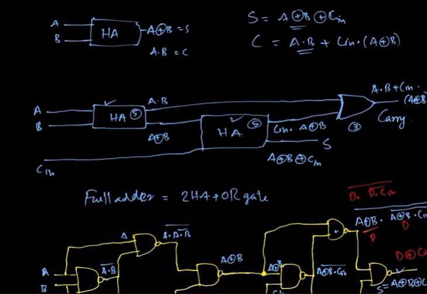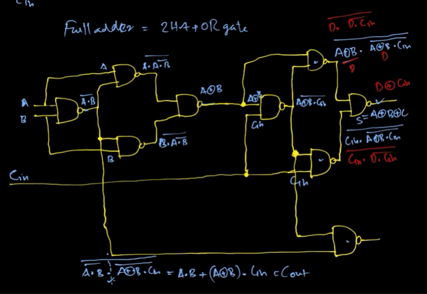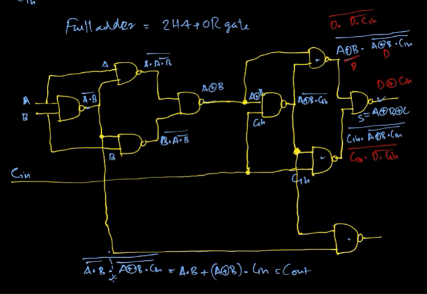See, A and B or C in and A XOR B, the same expression we obtained for this circuit. So here we will get this output, so it will be the carry, and this will be the sum. So using 9 NAND gates we can realize a full adder. This is the experiment which we want to do for our practicals. So that's all about a full adder.